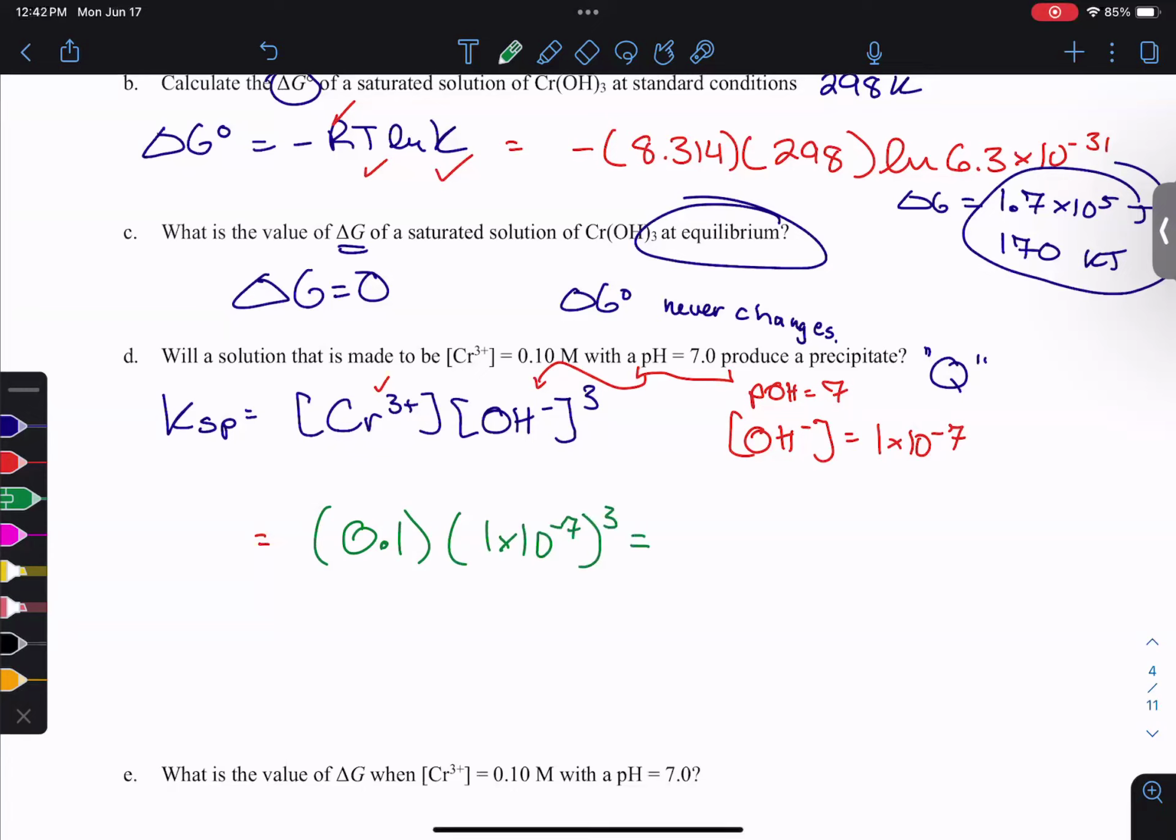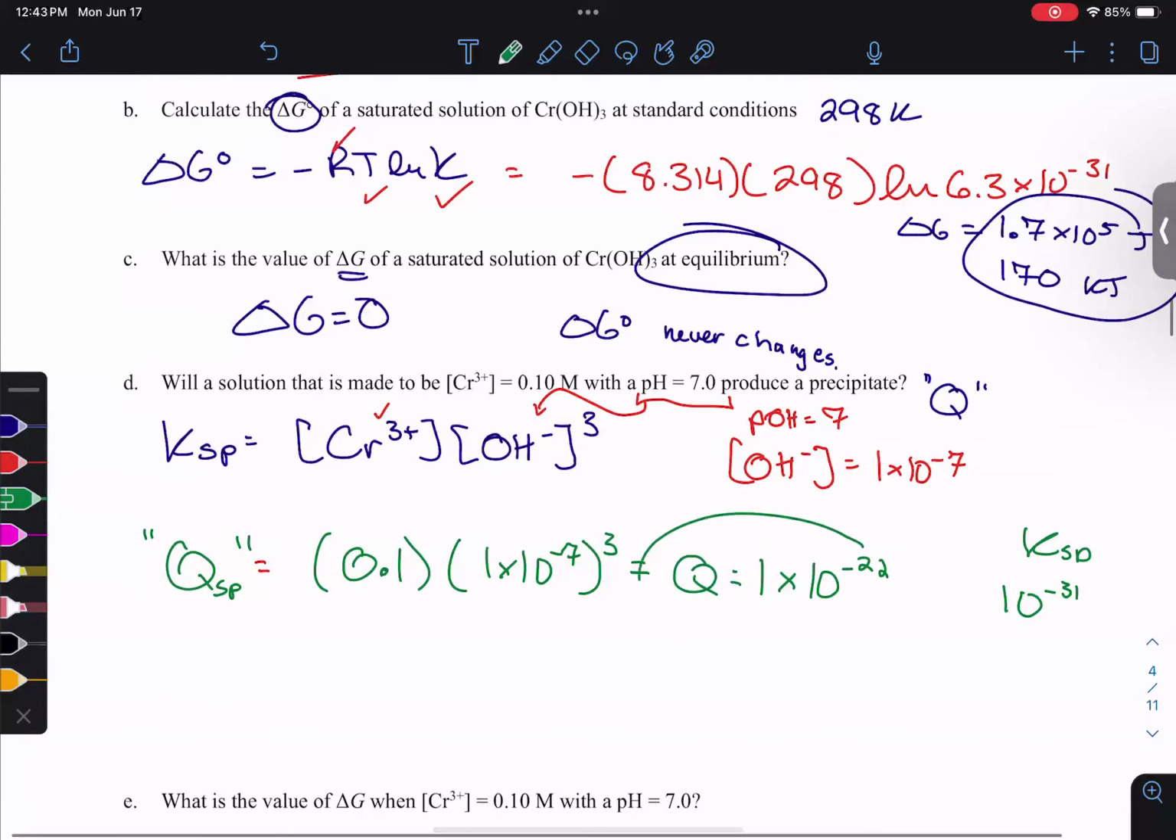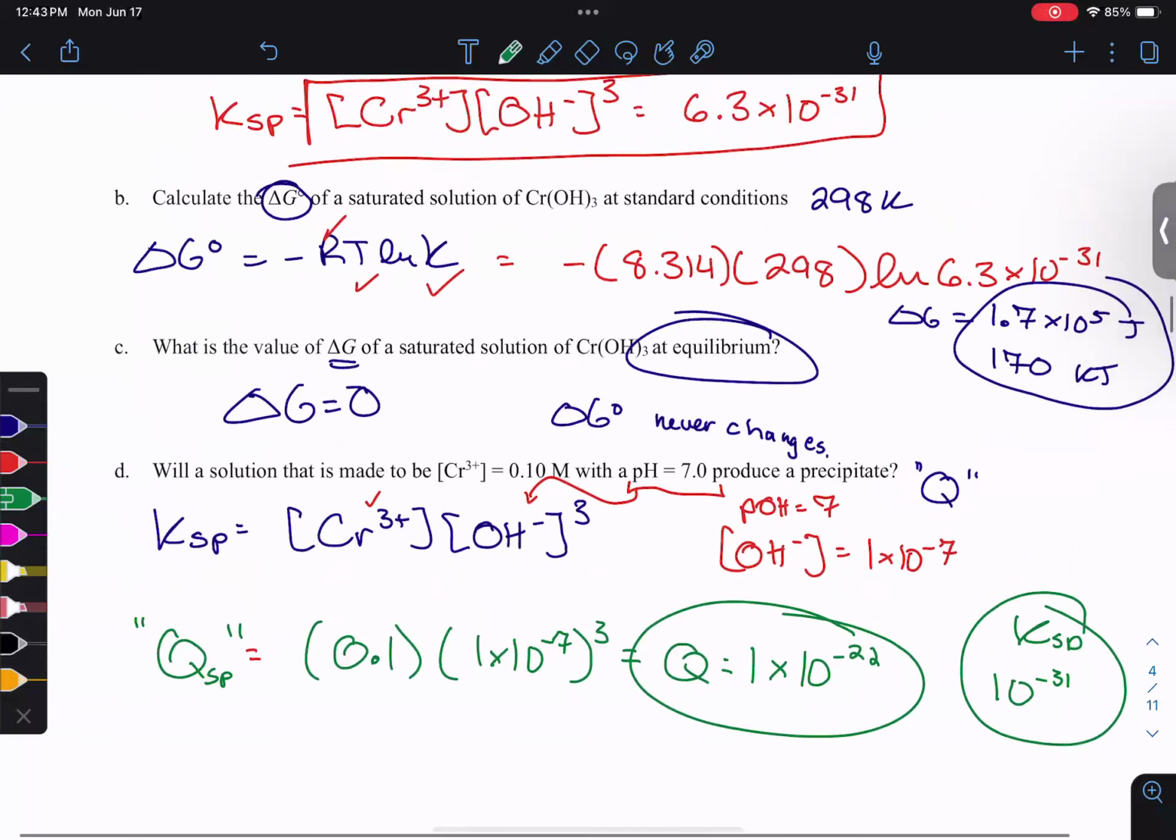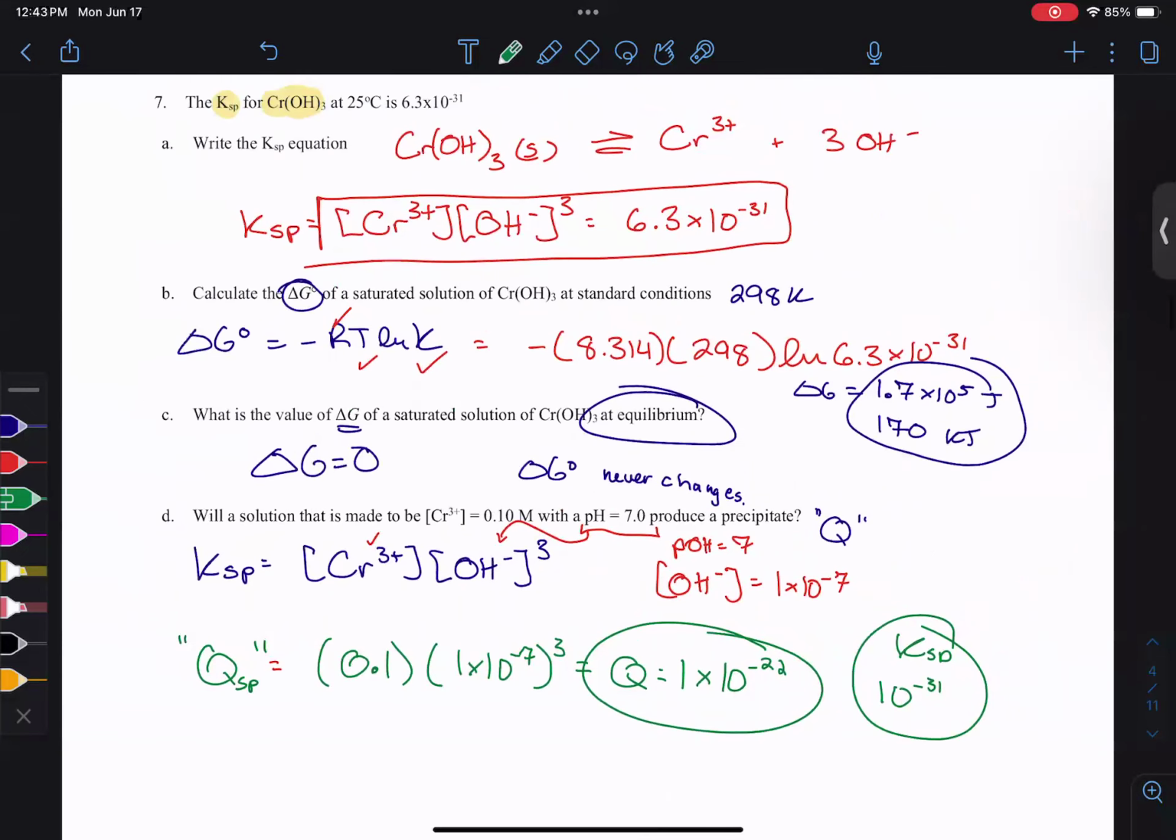If you calculate this, I think you get that Q. So we're calculating Qsp. These are the actual concentrations that are given. Q is equal to 1 times 10 to the negative 22, while K is times 10 to the negative 31. So compare these two numbers, and then think about it in the context of this chemical reaction.